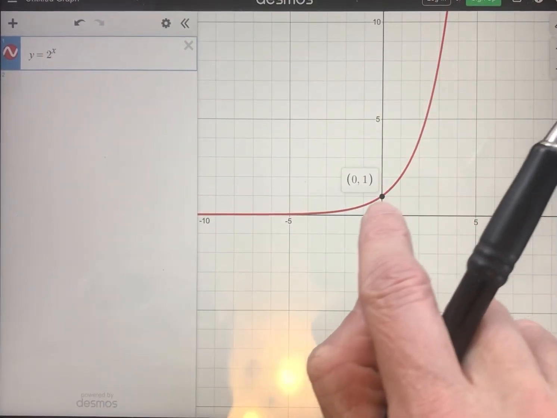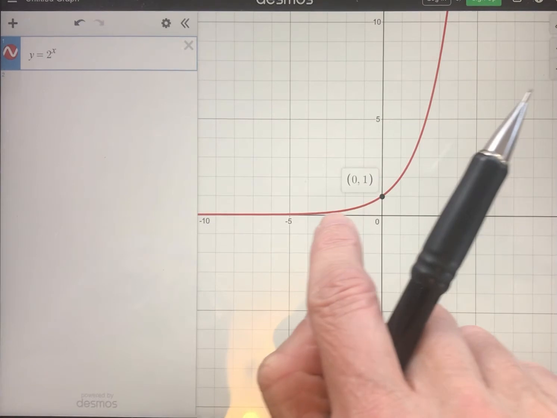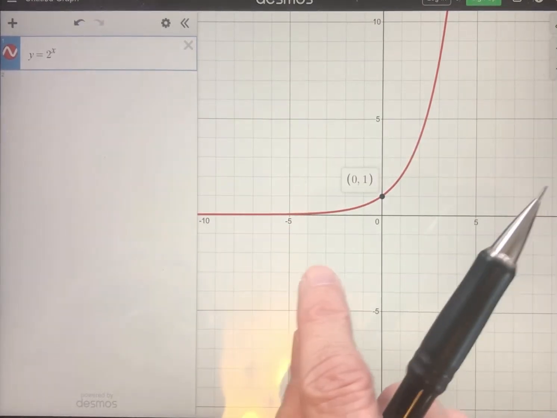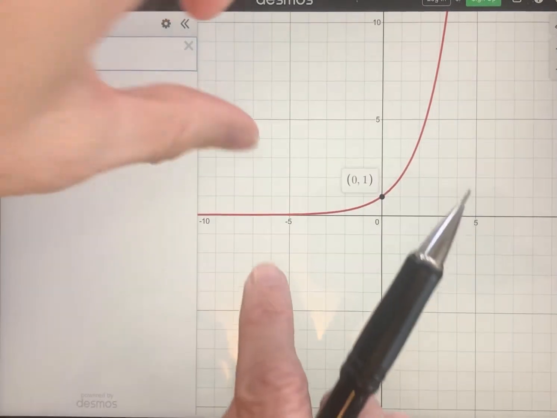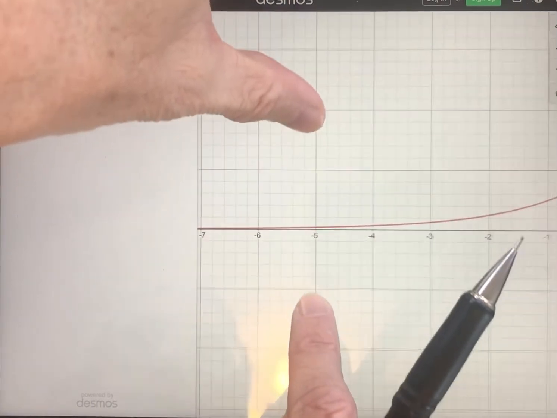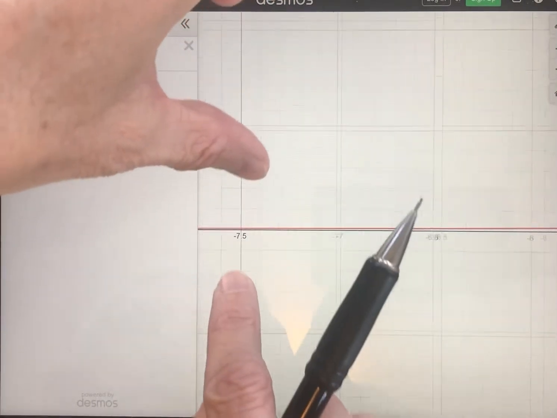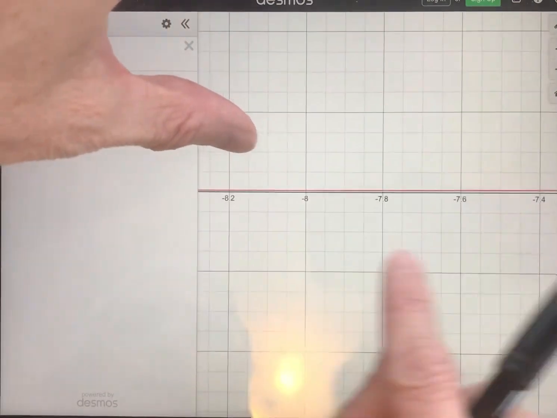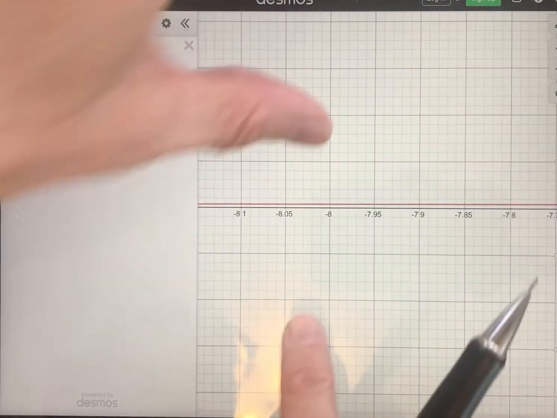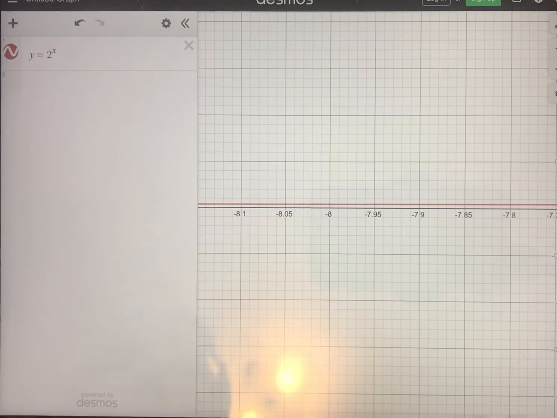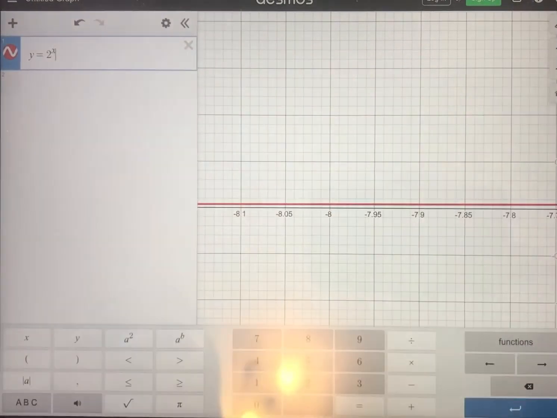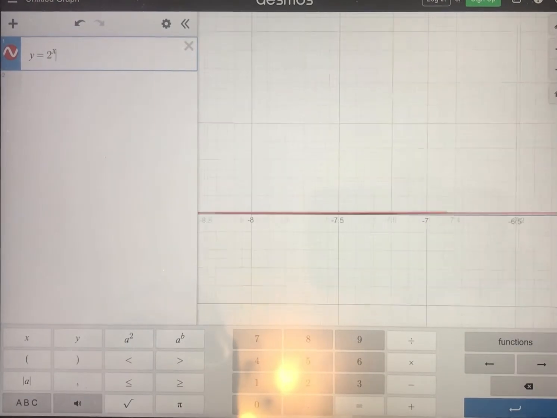You can see it growing rapidly as it goes off to the right. And as it comes in from the left, the growth is not nearly as dramatic. If I zoom in here, you'll see the graph is always above the x-axis. It just gets really, really close, but it's always above. So there's the graph of y equals 2 to the x.